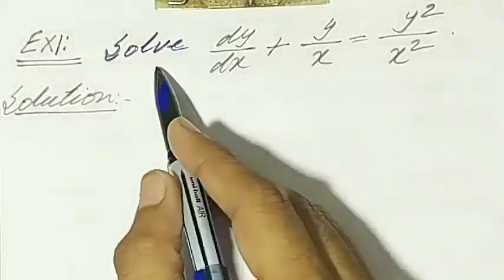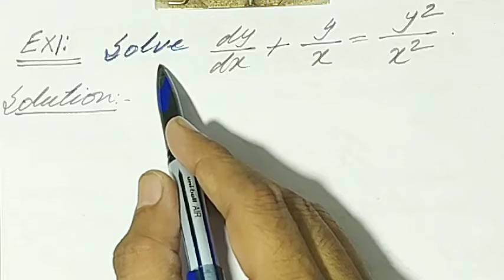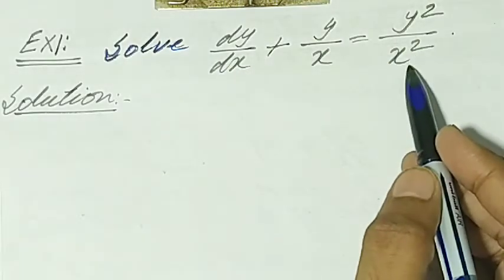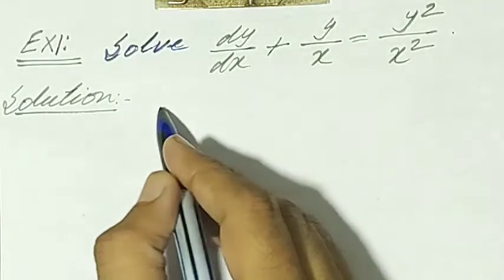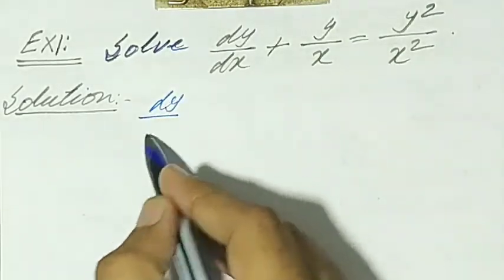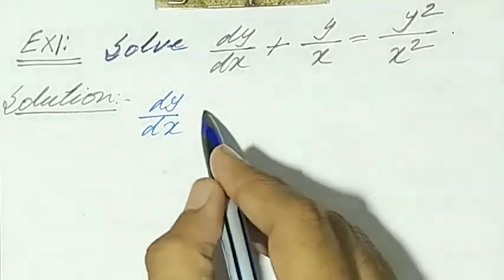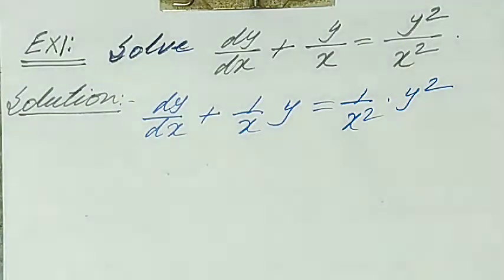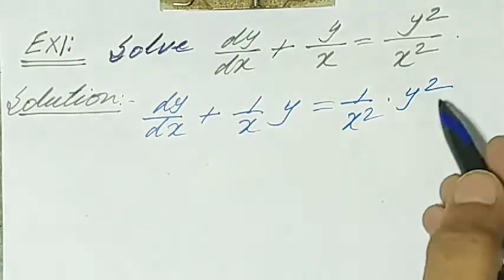Now let us take an example. Example 1. Solve dy/dx plus y/x is equal to y^2/x^2. So obviously this is not a linear differential equation because of this y square on the right hand side. So this is a Bernoulli's differential equation. Now we have to divide both sides of this equation by y square.